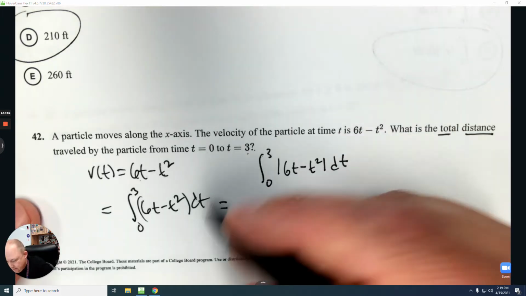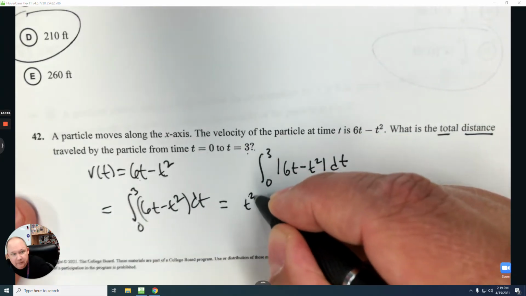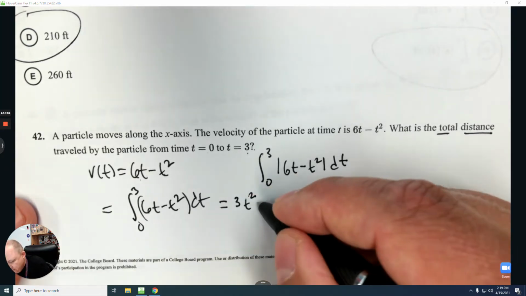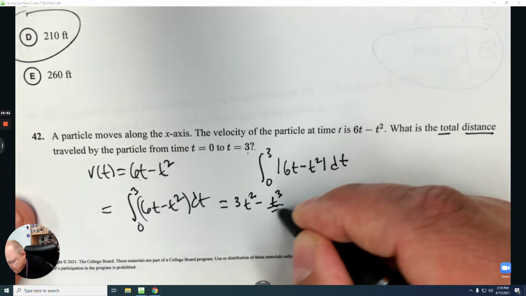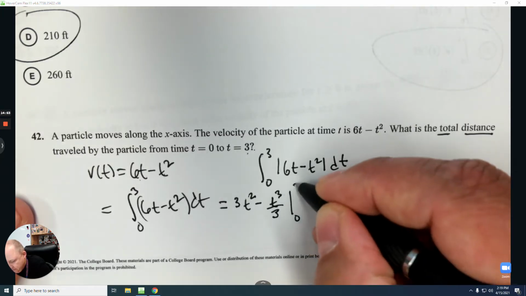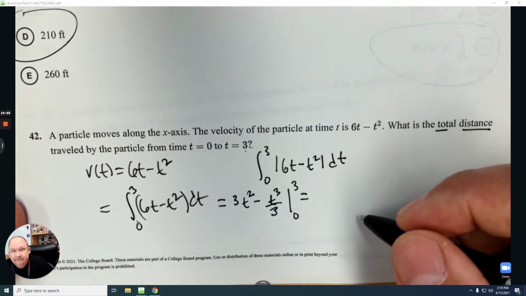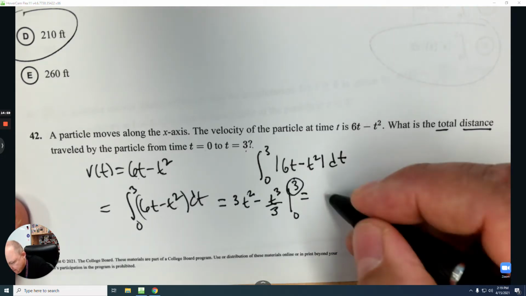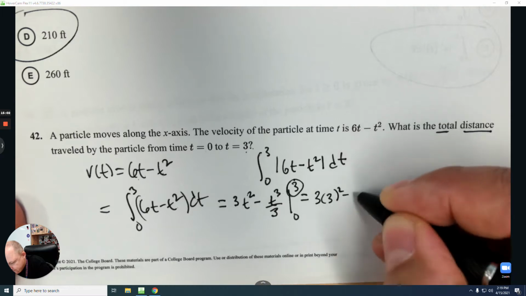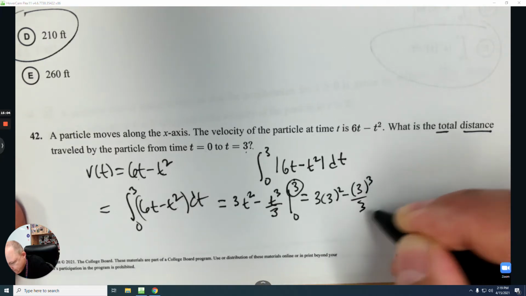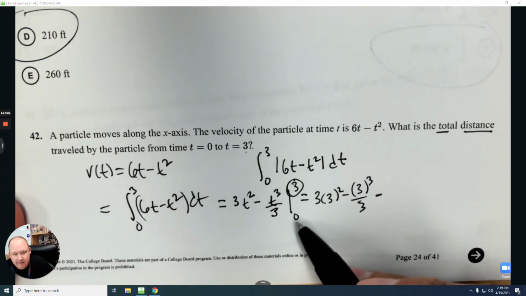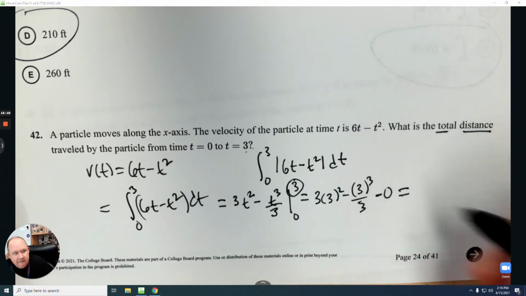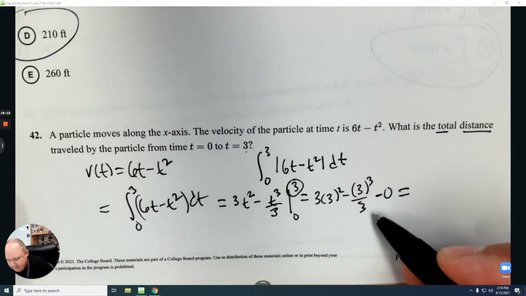And then how do I integrate this? We're going to add 1 to the exponent and then divide. So 6 divided by 2 is 3. We add 1 to the exponent and divide, and then we're integrating from 0 to 3. We're going to evaluate using the upper bound. We plug the upper bound into the function, and then we subtract and plug in the lower bound. When I plug in 0, the answer is 0, so that's not going to affect my answer. So this is what I'm evaluating.